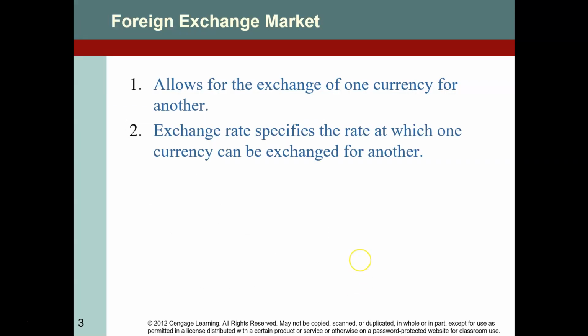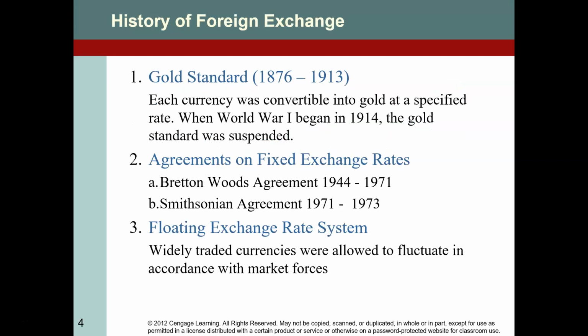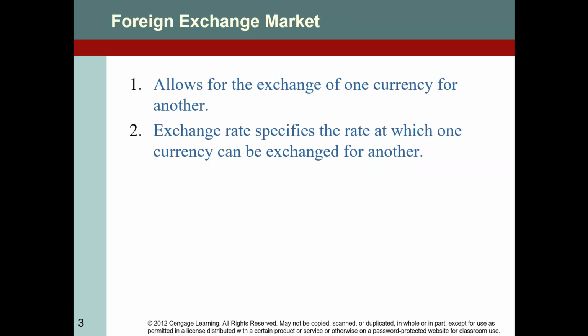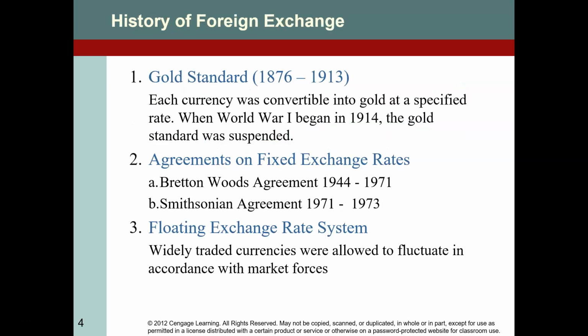Foreign exchange market allows for the exchange of one currency for another. Exchange rate specifies the rate at which one currency can be exchanged for another. Okay, so on the foreign exchange market, the commodity here is currency. We can exchange, for example, USD for euros, for Japanese yen, Chinese RMB, British pound, or the other way around. This is foreign exchange market.